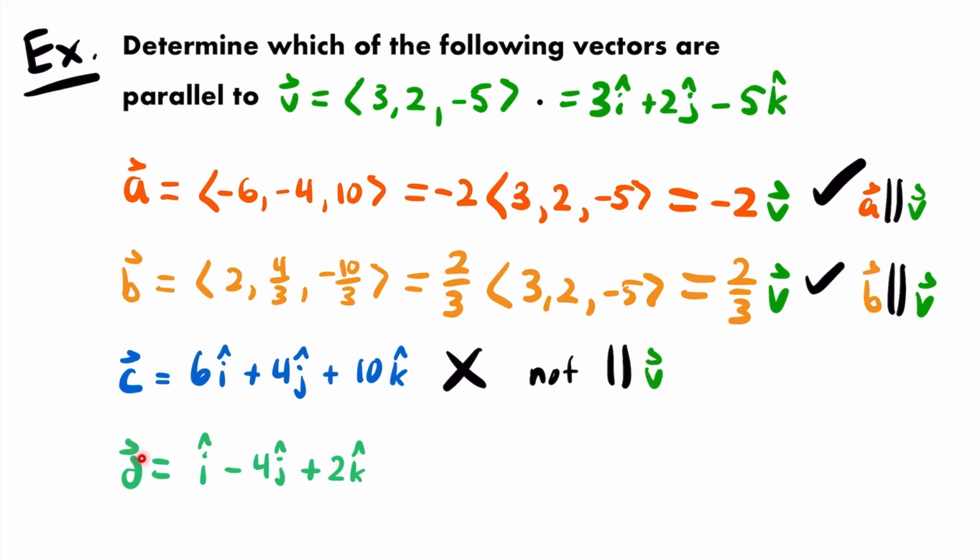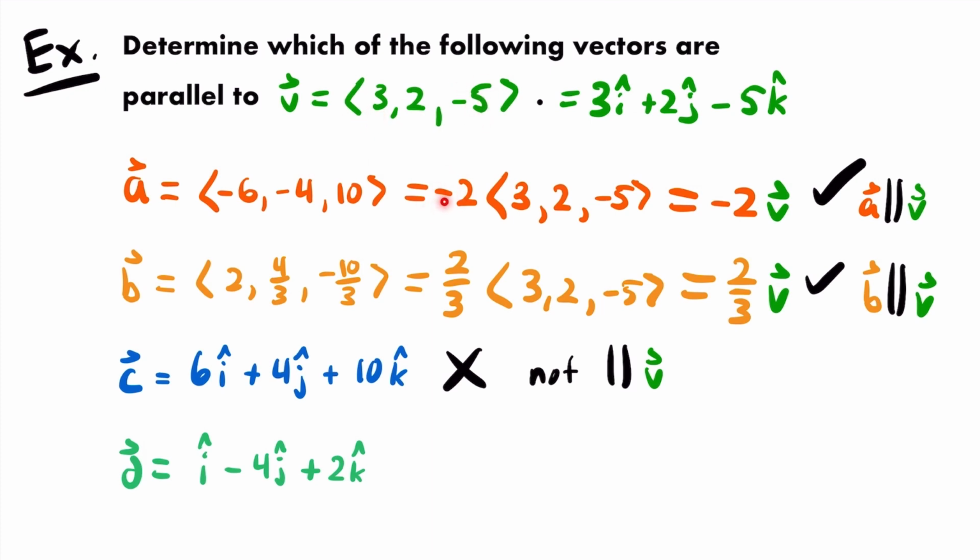Okay, now let's look at our last vector here, which is vector d. And this is going to be a very similar case to what happened with vector c. Notice that our terms are positive, negative, positive, but the terms for vector v are positive, positive, negative. They are not exact opposites of each other, right? If you looked at vector a, the first two terms were negative, the last one was positive. That's the opposite of vector v. The first two were positive, the last one was negative.